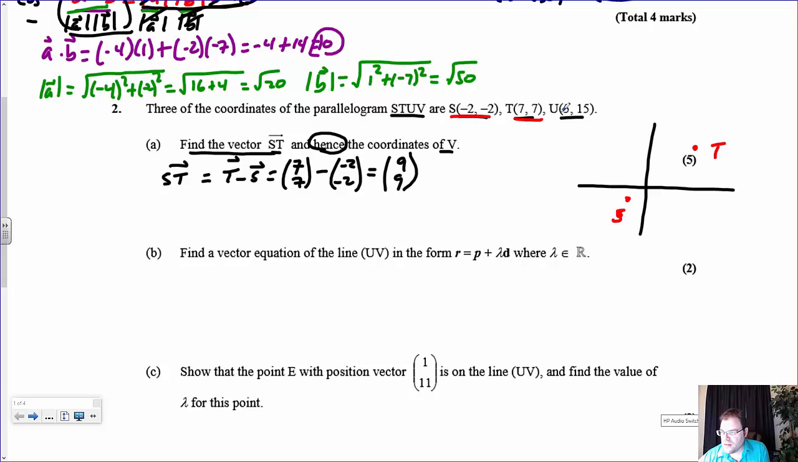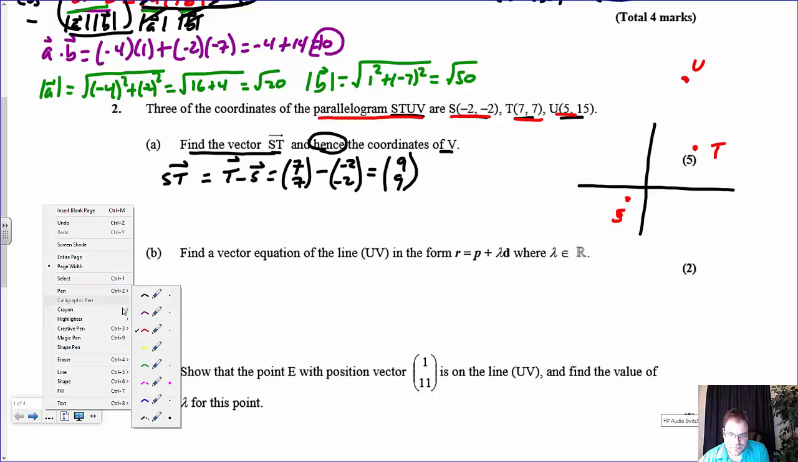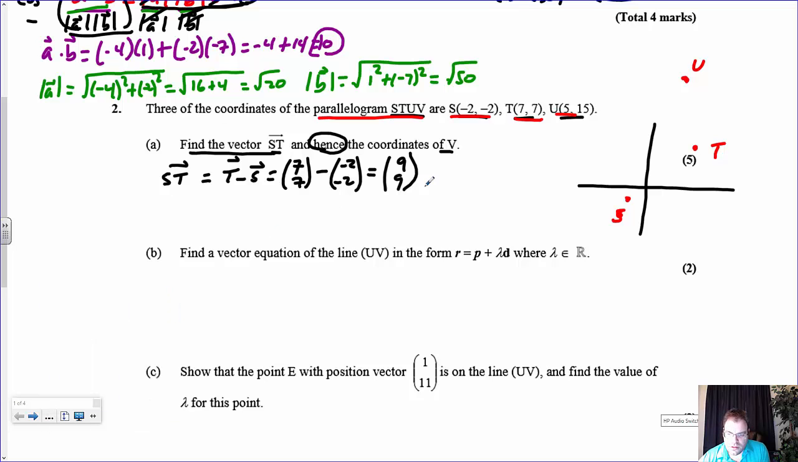That's where T is. U is (5, 15), so I go over 5 and up 15, which is way up here actually. This is going to be U, kind of where that is. And I'm looking for a parallelogram called STUV. All right, so this is pretty straightforward.